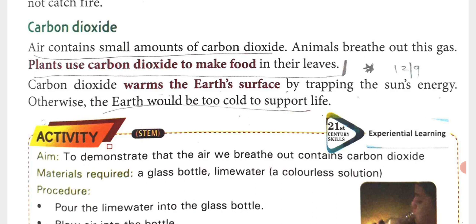So carbon dioxide warms the air surface by trapping the sun's energy, otherwise the earth would be too cold to support life. So this is another important thing that the carbon dioxide does. When the sunlight enters the atmosphere, it is trapped by carbon dioxide. The heat remains here, and therefore it supports life.